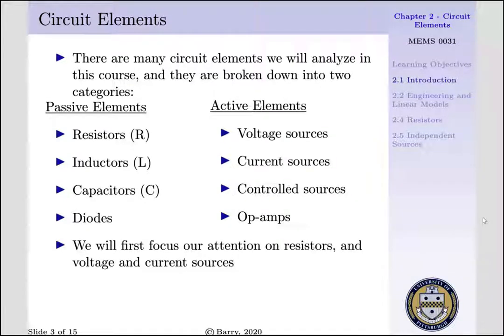the flow of current. Our active elements include voltage sources and current sources, controlled sources, which include voltage-controlled voltage sources, voltage-controlled current sources, current-controlled voltage sources, and current-controlled current sources, as well as operational amplifiers. We will first focus on resistors, as well as voltage and current sources.